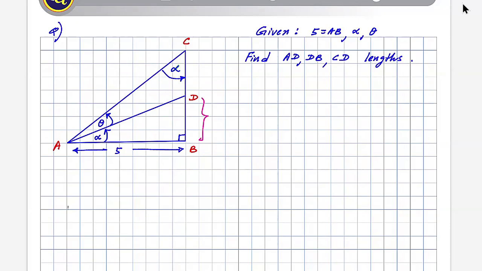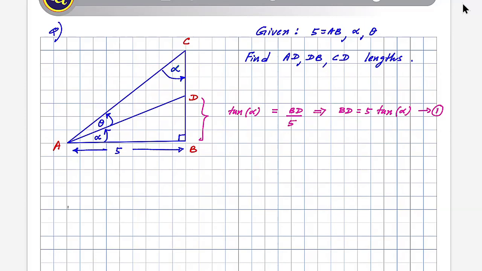So let's see what I'm doing. So I'm going to say tan alpha. Tan alpha is equal to BD divided by 5, correct? So from here, BD is readily available to you. So BD is equal to 5 tan alpha. First one, got it? Isn't it? That's how you think, okay? Slowly think.